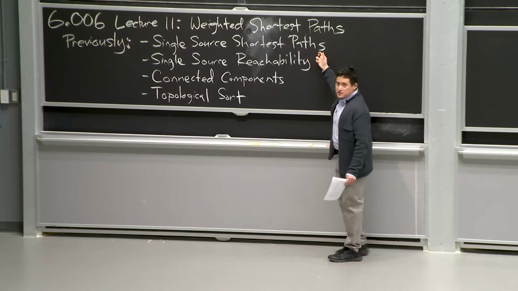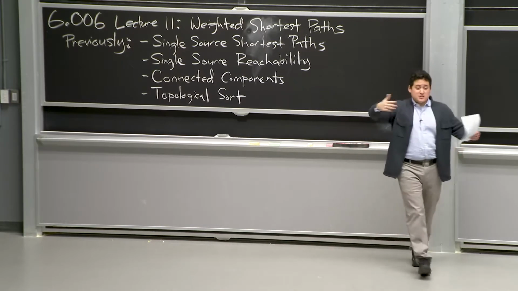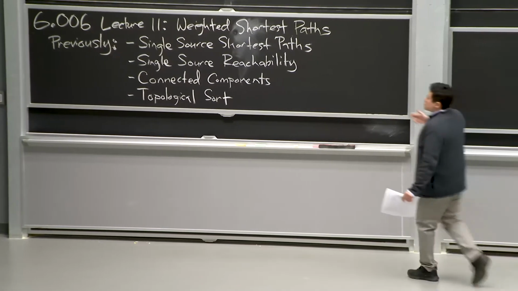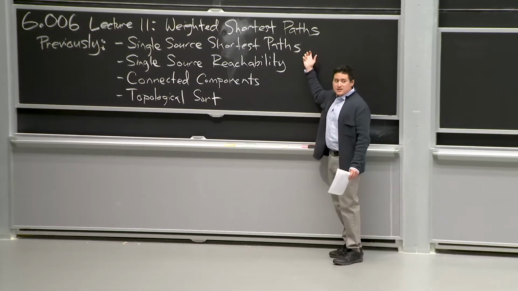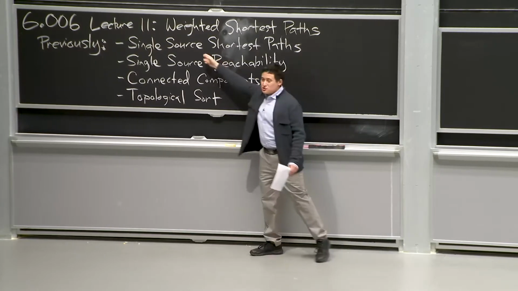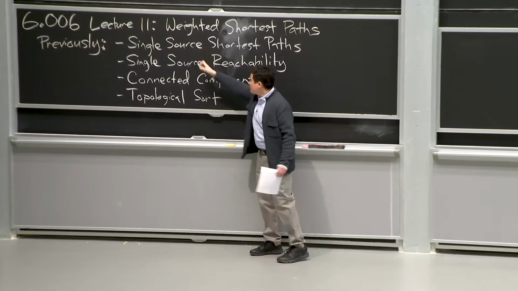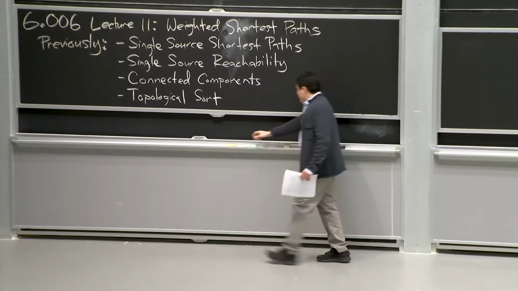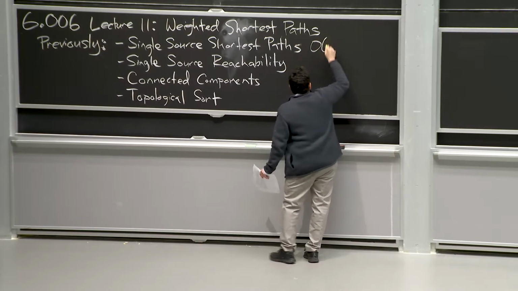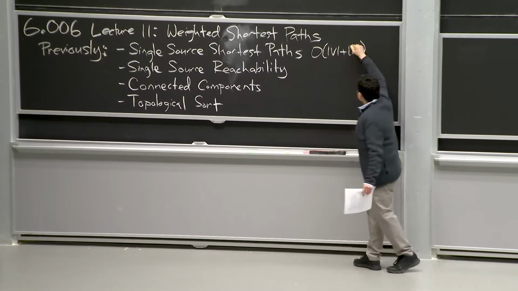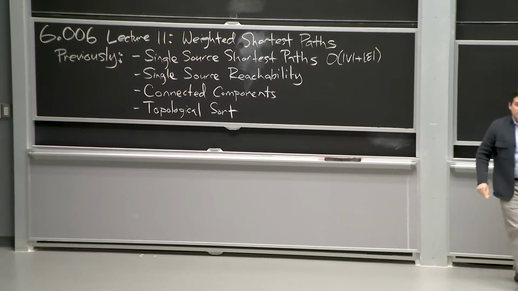Single-source shortest paths, where distances are measured in number of edges in a path. And we used BFS to solve this problem, starting from a single source, usually a vertex that we call S. And we solved that in linear time, right? We solved that in order V plus E. That's what we called linear time for a graph.